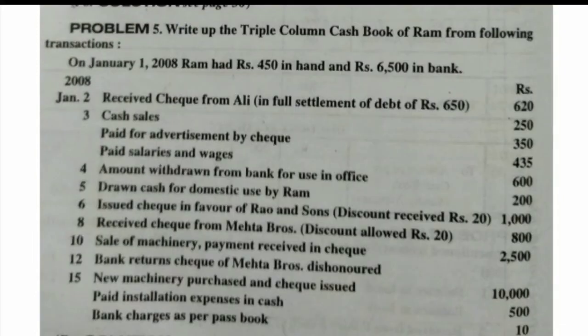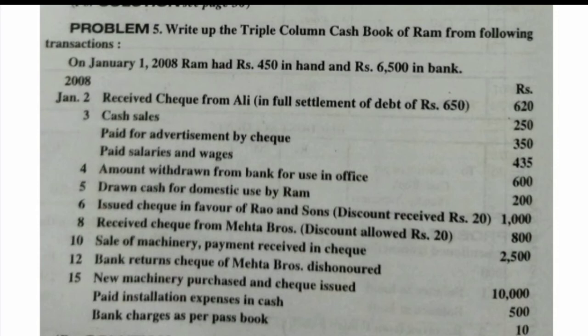Write up the triple column cash book of Ram from the following transactions. On January 1st, 2008, Ram had 450 in hand and 6500 in bank. So prepare the cash column, bank column and discount column because they have asked the triple column cash book. So to balance brought down 450 in the cash column and 6500 in the bank column.